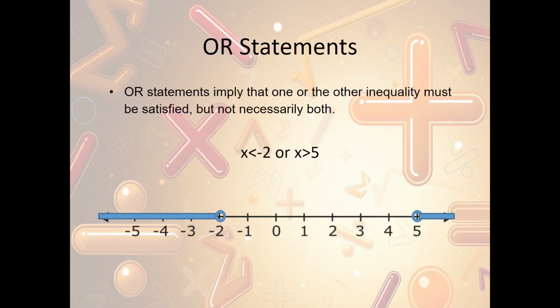Now let's look at or statements. Or statements imply that one or the other inequality must be satisfied, but not necessarily both. So in this case, we have x is less than -2 or x is greater than 5. Well, whenever we have an or statement, they should be going in different directions. So we have x is less than -2, which means it can go this direction from -2, or it can go to the right from 5. So that's an or statement.